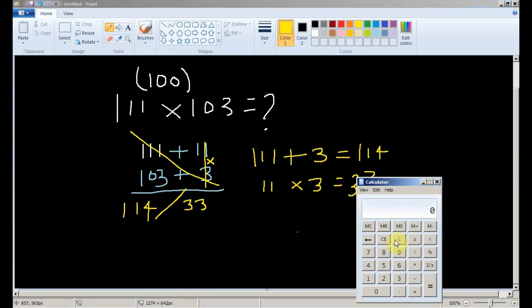Let me just clear this out, and its numbers are 111 multiplied by 103.